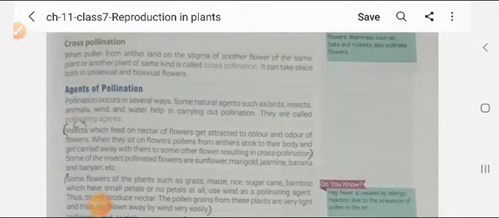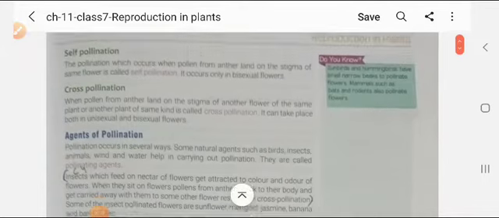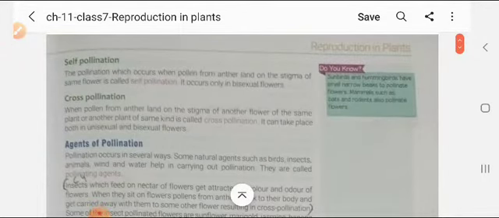Dear students, in my previous video, I explained pollination, in which I told you there are two types of pollination. One is self-pollination, the other is cross-pollination. Self-pollination occurs within the same flower, from the male to the female gamete. Cross-pollination takes place from the male part of one flower to the female part of another flower.